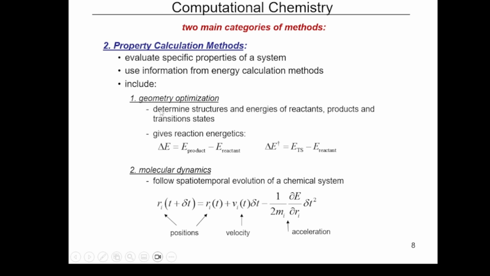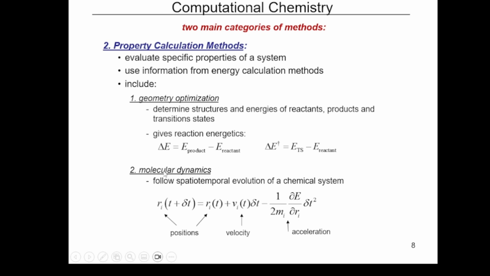For geometry optimization, it determines the structure and energies of reactant, products, and transition state. And from this information, or from these energies, it can give us an idea about reaction energies, either energy of reaction or energy of activation. Energy of reaction is the energy of product minus energy of reactant, whereas energy of activation is the energy of transition state minus energy of reactant.